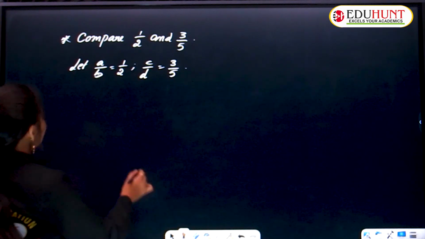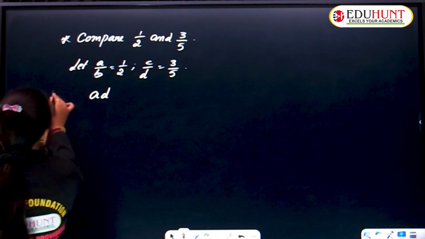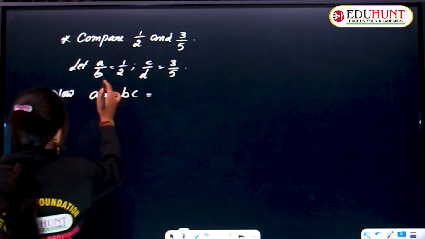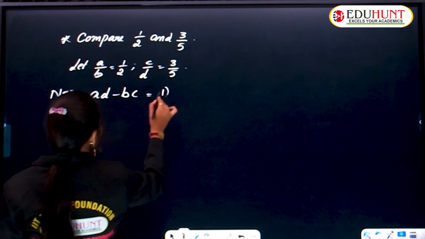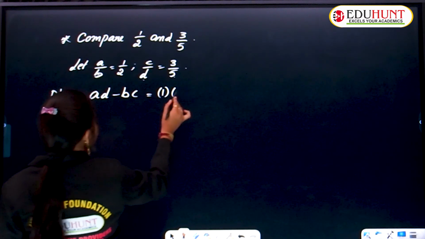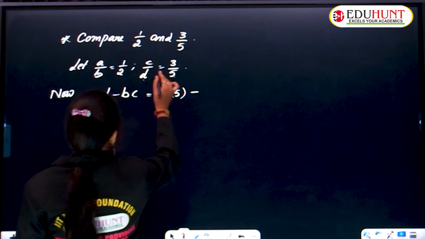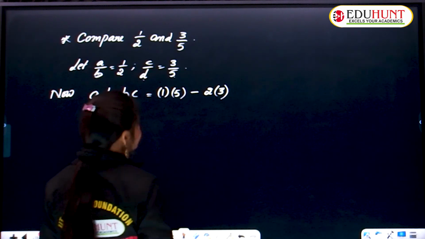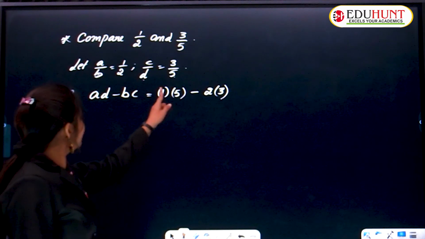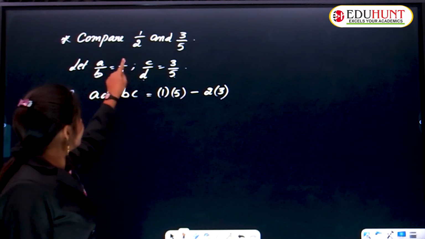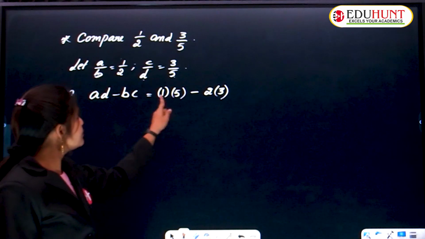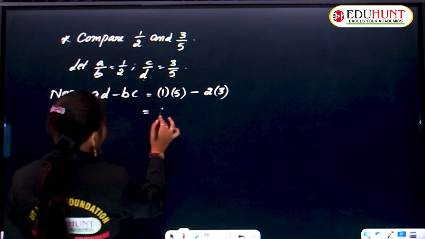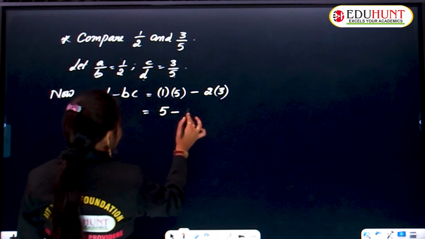Understood? Now here AD minus BC, which is equal to: A is 1, D is 5, minus B is 2, C is 3. AD minus BC, I just substituted the A, B, C, D values here. From this, 1 into 5 is 5, minus 2 threes are 6.